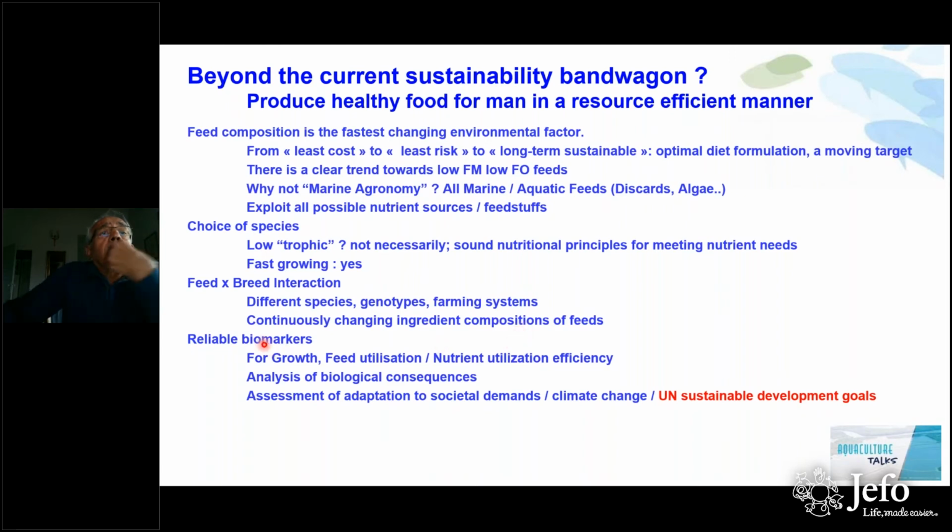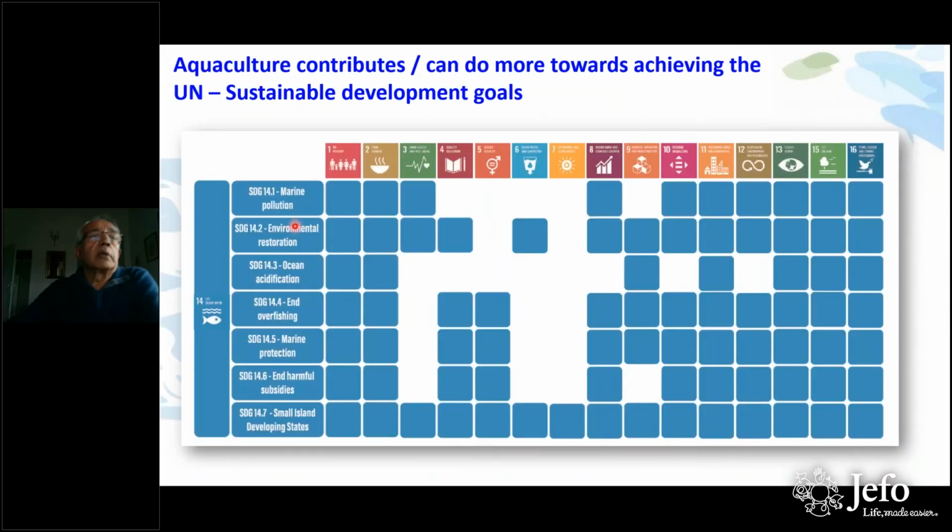We need reliable, non-invasive biomarkers for growth, feed utilization, nutrient efficiency, and so on. We've got to use the analysis of biological consequences, not only in terms of growth, but in terms of health and welfare. Societal demands have to be addressed: climate change and the UN Sustainable Development Goals, as I said. For instance, there is goal number 14, life underwater, but this can be combined with reducing hunger and a number of other things. So aquaculture contributes and can do more towards achieving the UN Sustainable Development Goals.